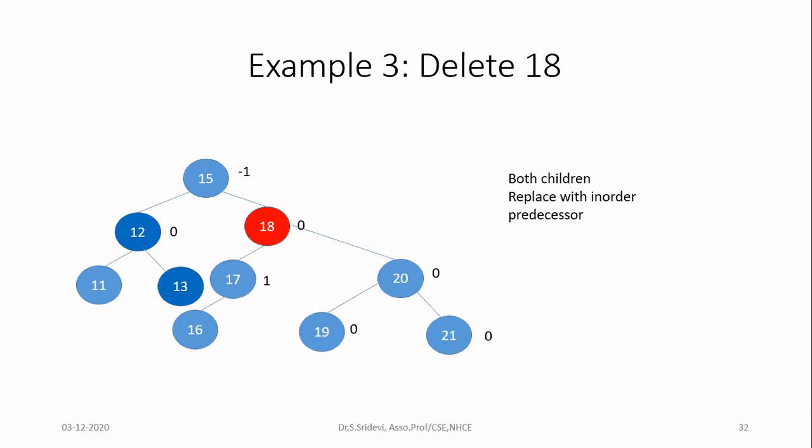Now, where will this in-order predecessor be available? Available in the left subtree. So first, search the left subtree. In the left subtree, you have to see the largest node. Here, the left subtree of 18 is having two nodes, 16 and 17. Out of these two, the largest value is 17. So that is the in-order predecessor. So I have to replace this 18 with 17 now. Let us see in the next slide.